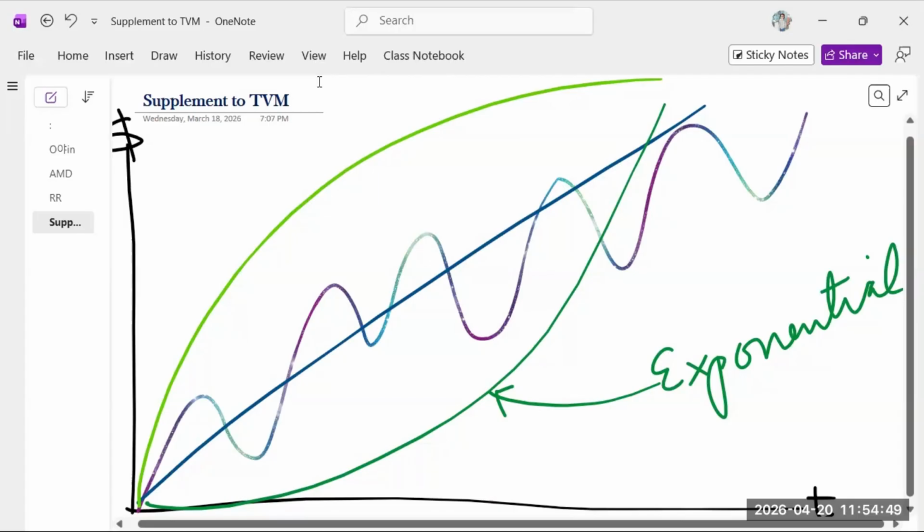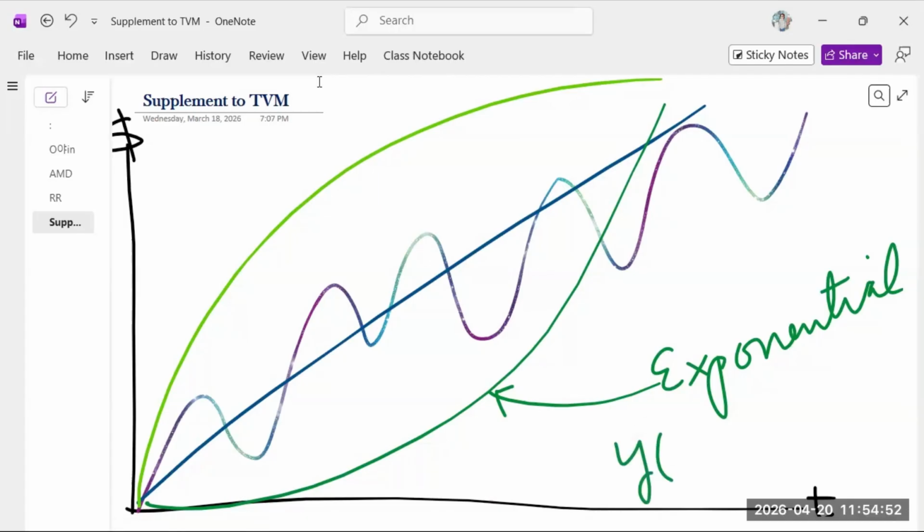In other words, y, in this case dollars, revenue, is a raised to x. For example, let's say a is 2. If x is 1, y will be 2. If x is 2, y will be 4, and so on. That's exponential.